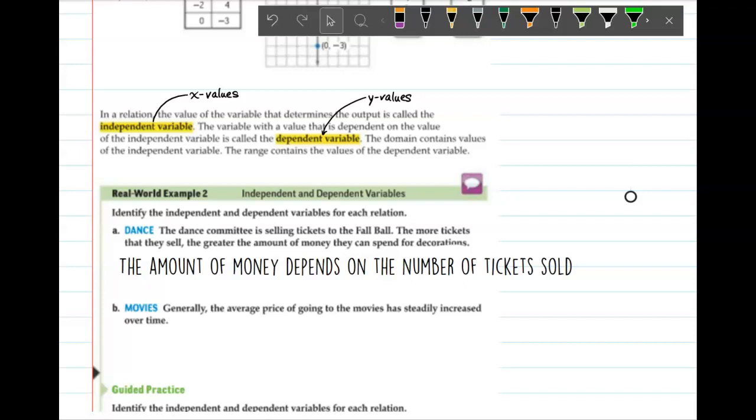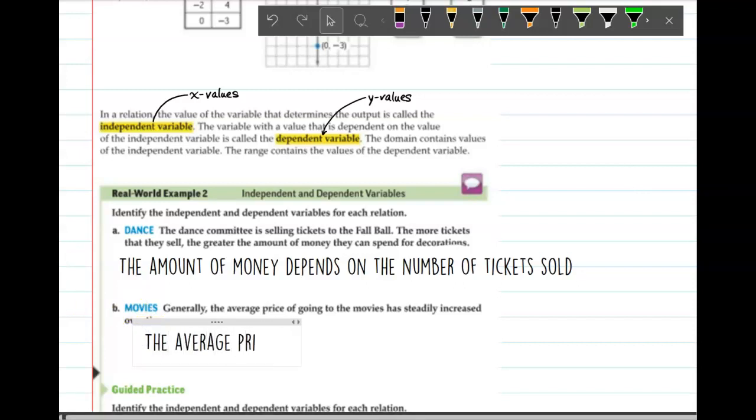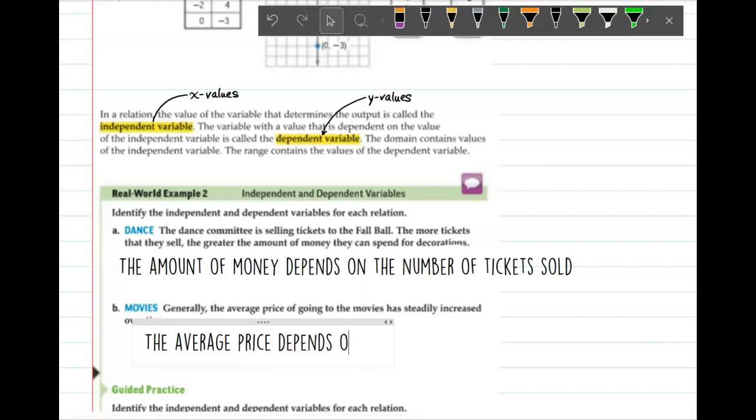Same with the movies. The average price of going to the movies has steadily increased over time. So the average price depends on time. Let's add that in. For instance, you could say, well, I want to turn back the clock and make it 1945 again. Let's start charging 50 cents for a movie. That's not going to make time change.